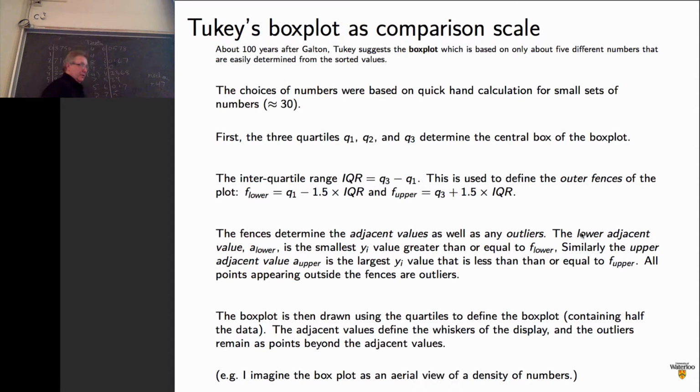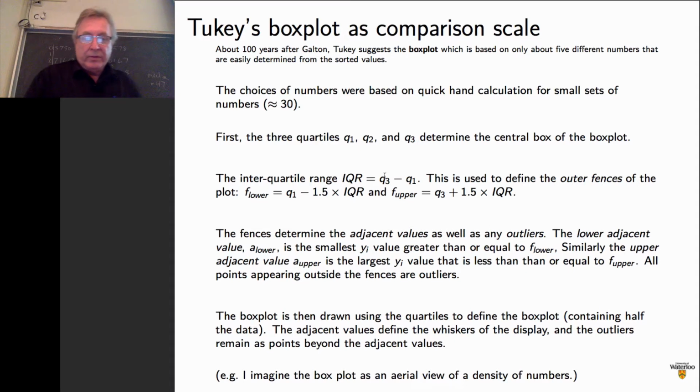Another thing that you've seen is Tukey's box plot. And Tukey says instead of those 7 numbers, I want to summarize it by about 5 other numbers and draw a picture that corresponds to it. How many people have seen box plots? Anyone not seen a box plot? Excellent. Everybody's seen the box plot. Good.